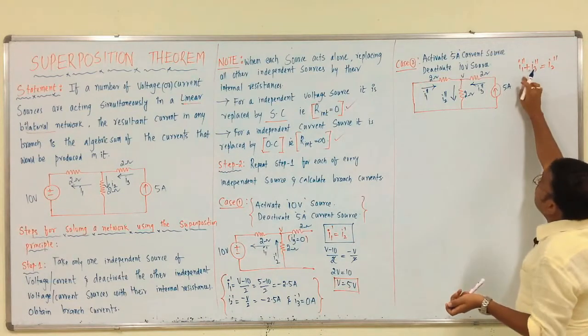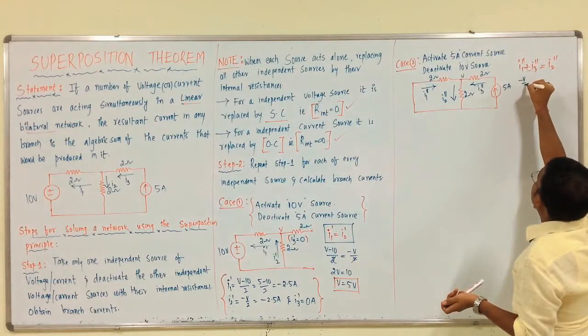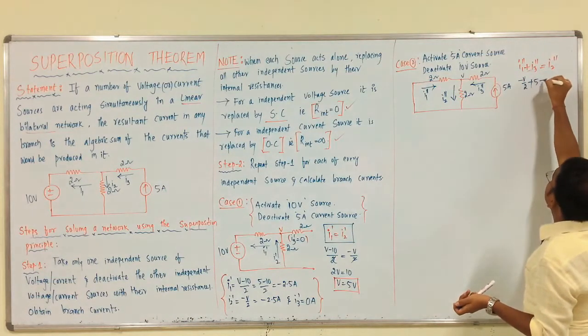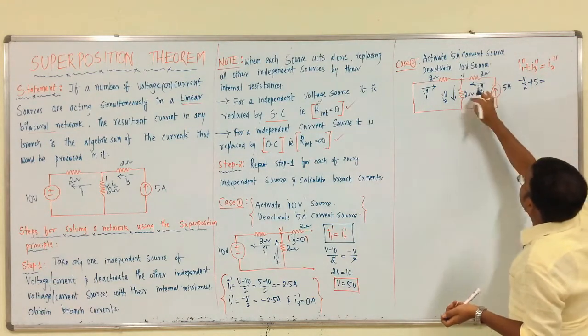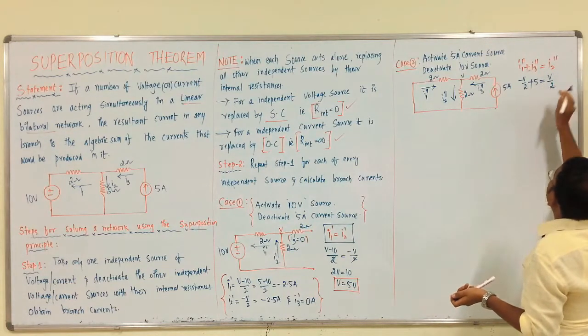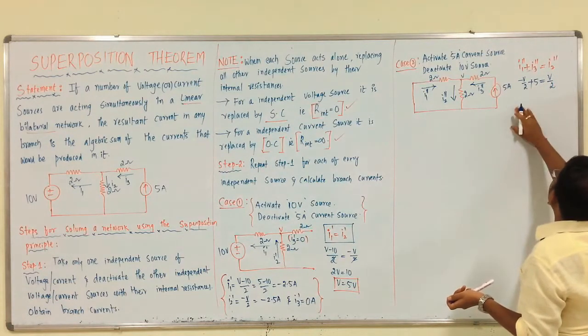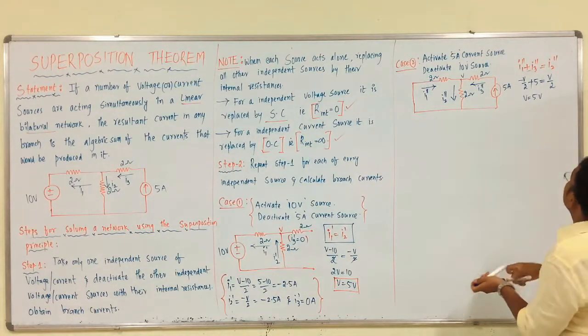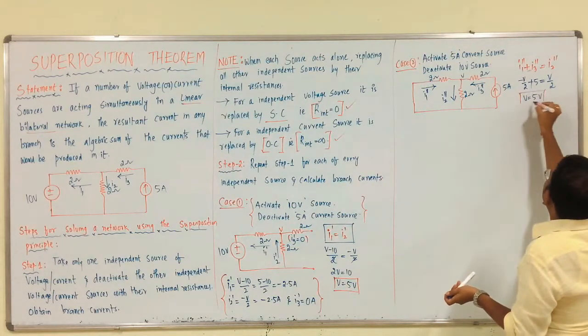So, what is I1 double dash? That is minus V by 2, plus what is I3 double dash, given as 5, which equals what is I2 double dash, V by 2, right. So, from this, V is equal to 5 volts, right. V is equal to 5 volts.